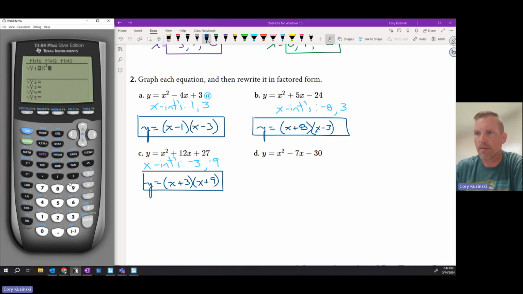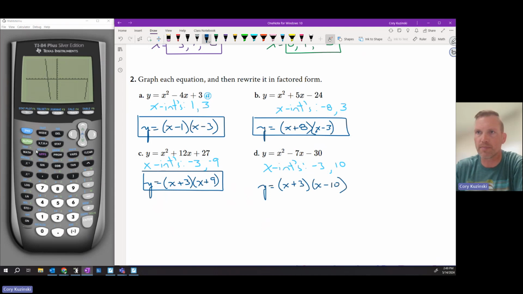X squared minus 7x minus 30. Let's go to the table. No, let's go to the graph. It's like -3 and 10. Oh, the x-intercepts are -3 and 10. Our equation is going to be y equals x plus 3, x minus 10.